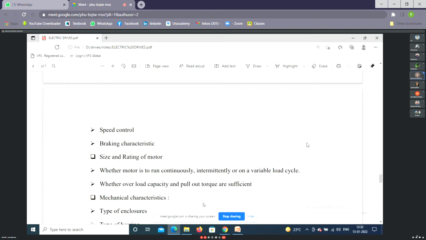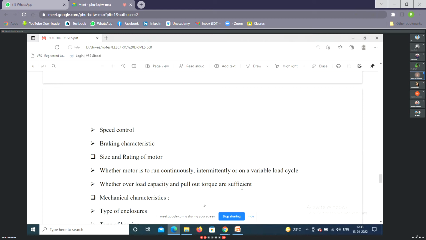Size and rating: whether the motor is to run continuously, intermittently, or on a variable load cycle. If it is continuously running, then obviously the motor rating should be equal to the connected load. But if it is intermittently loaded, in that case, it is uneconomical if we select the motor rating depending on the maximum power output requirement. So these load factors have to be considered.